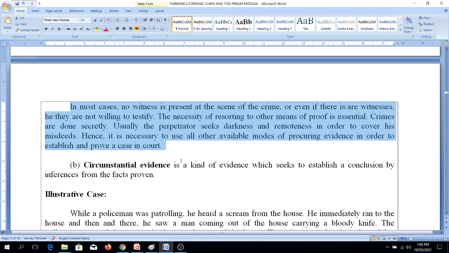We need to remember that crimes are normally done secretly. Is there any perpetrator who would commit a crime and disclose it to other people, that they will commit a crime or they have committed a crime? So it is always done secretly. Usually the perpetrator seeks the darkness, the remote areas, in order to cover or conceal the misdeed they have committed. Therefore, it is necessary to use all other available modes of procuring evidence in order to establish and prove a case in court.